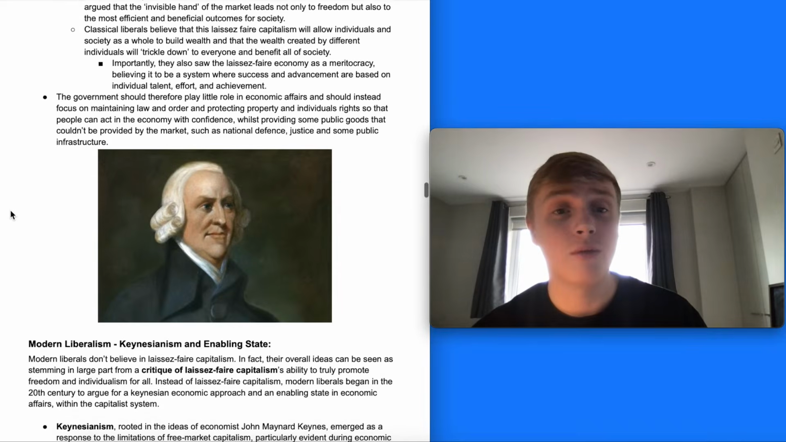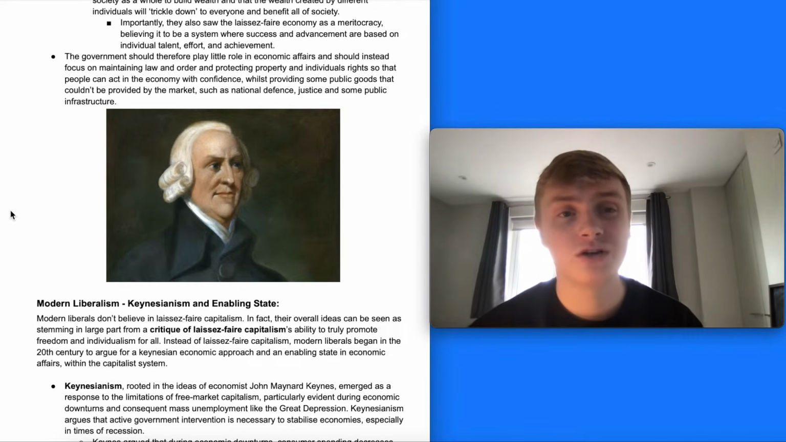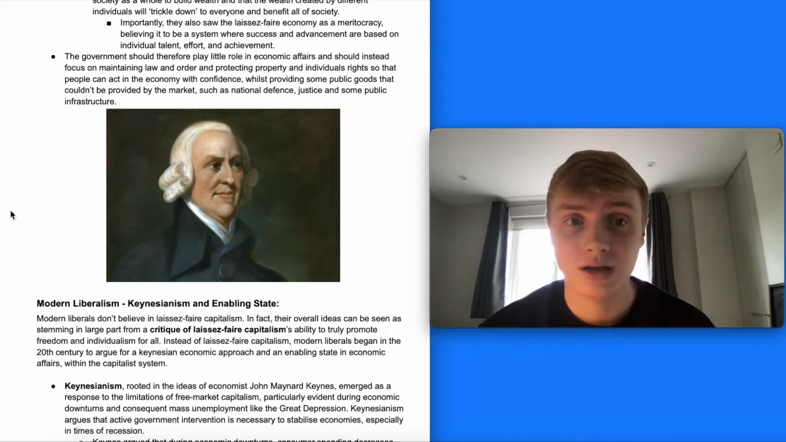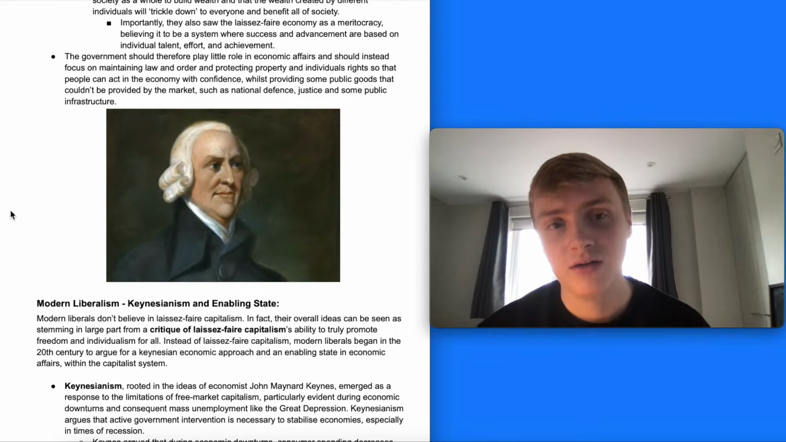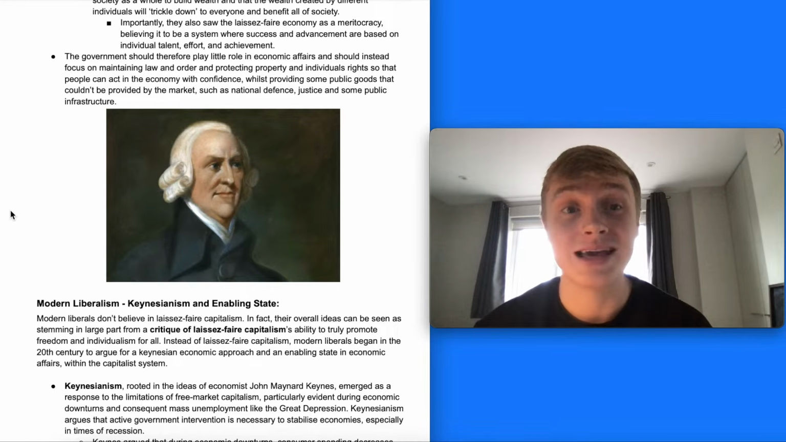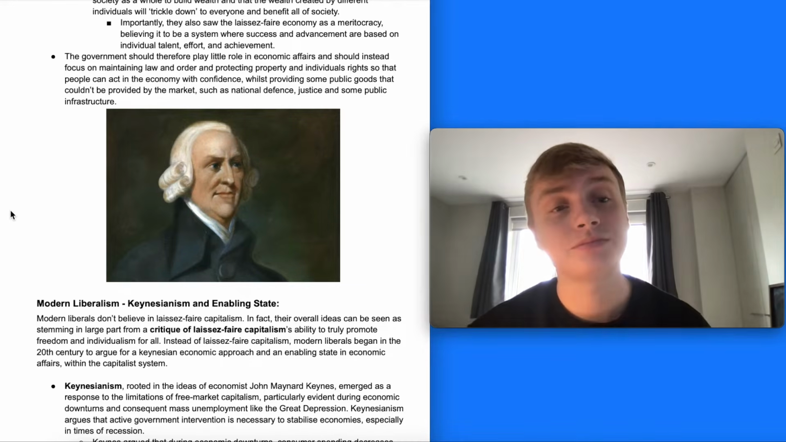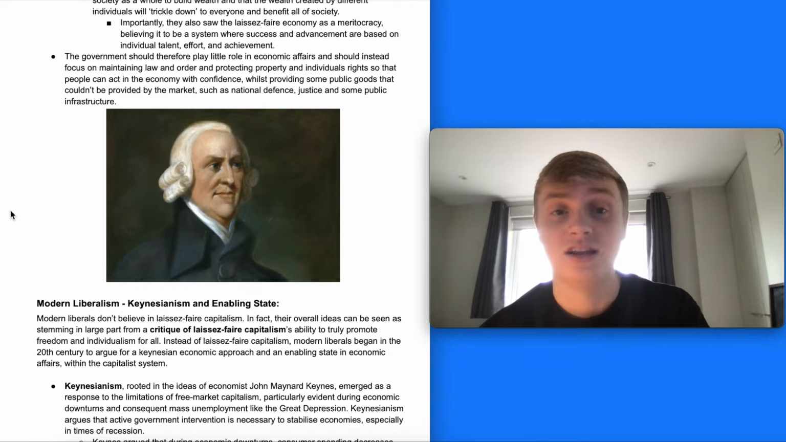And the government should therefore play very little role in economic affairs. Instead, it should focus on maintaining law and order, protecting property and individual rights, so that people can act in the economy with confidence. There's less of a major focus on law and order than with the Conservatives, but a real promotion that a justice system is necessary, and that the key role of the state is to protect property and individual rights.